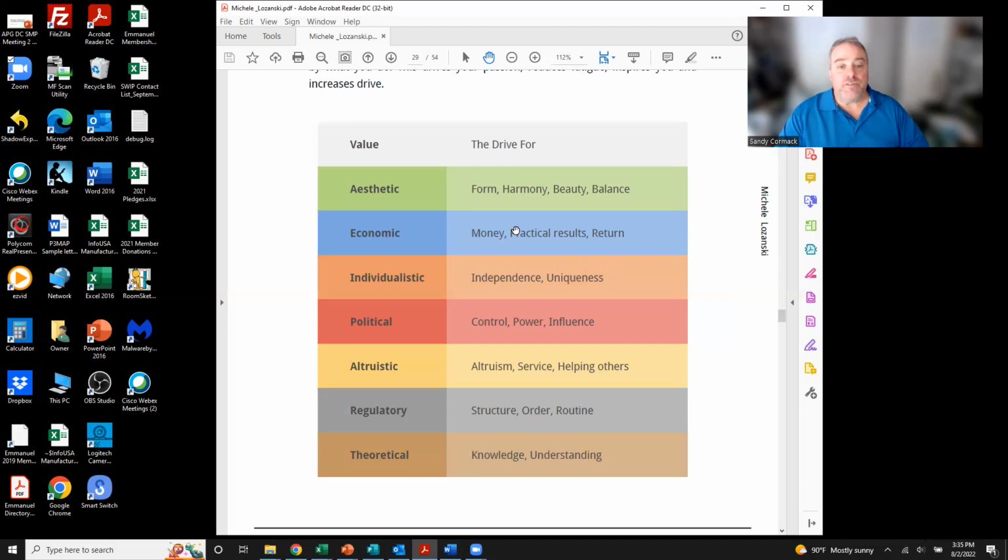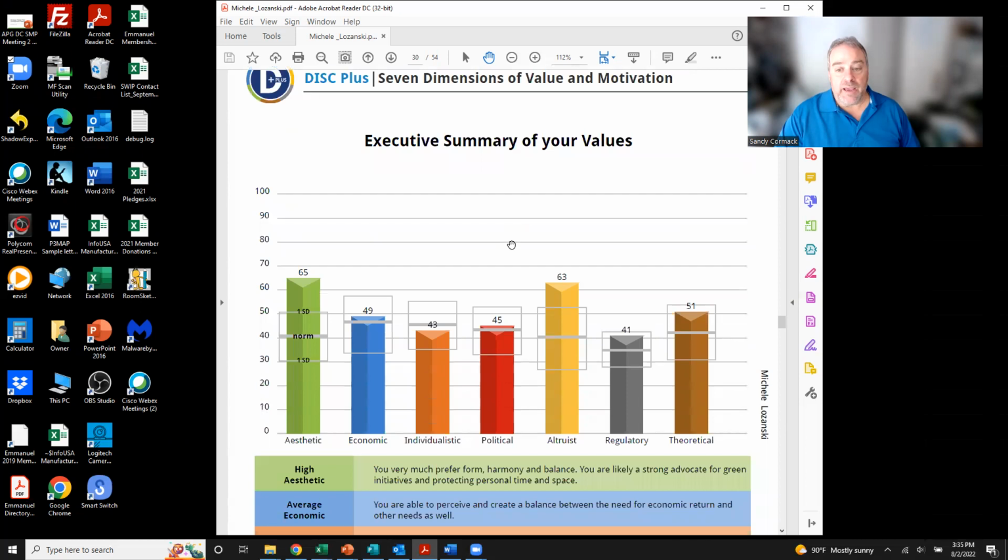So that's an overview of the 7 dimensions. And the report is just like the DISC report, except for this rectangle that has a line in the middle that says norm. What this means is this norm line in each one of these rectangles represents the average score for everyone who has ever taken this. And the box around that norm represents 1 standard deviation. It says 1 SD here.